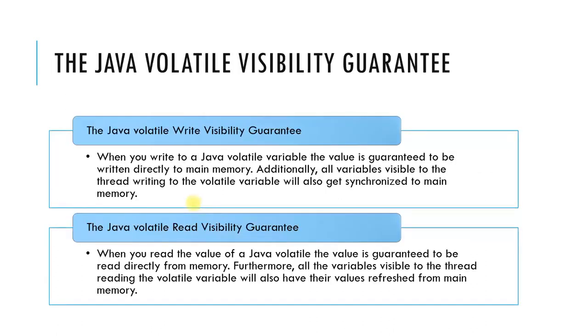So, the visibility guarantee says that when you write to a Java volatile variable, the value is guaranteed to be written directly to main memory. Additionally, all variables visible to the thread writing to the volatile variable will also get synchronized to main memory. The second rule says that when you read the value of a Java volatile variable, the value is guaranteed to be read directly from main memory. Furthermore, all the variables visible to the thread reading the volatile variable will also have their values refreshed from main memory.